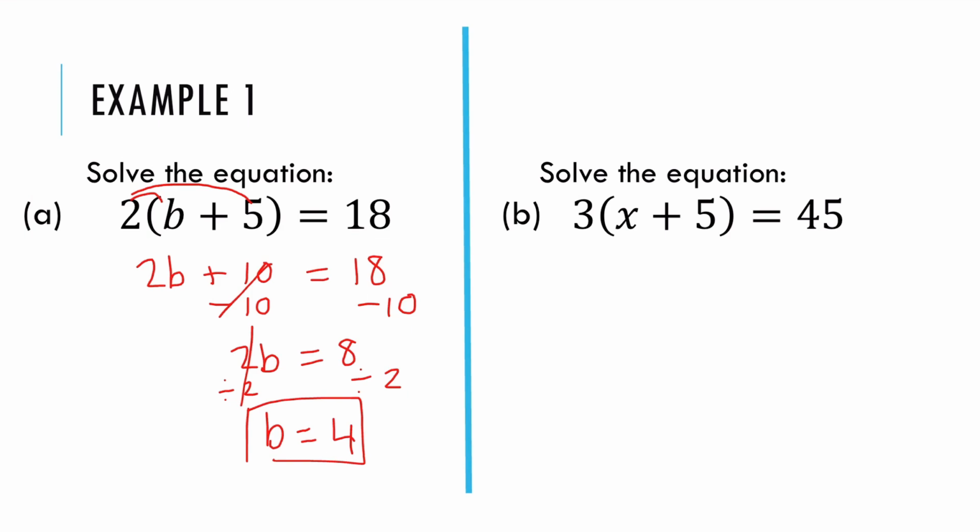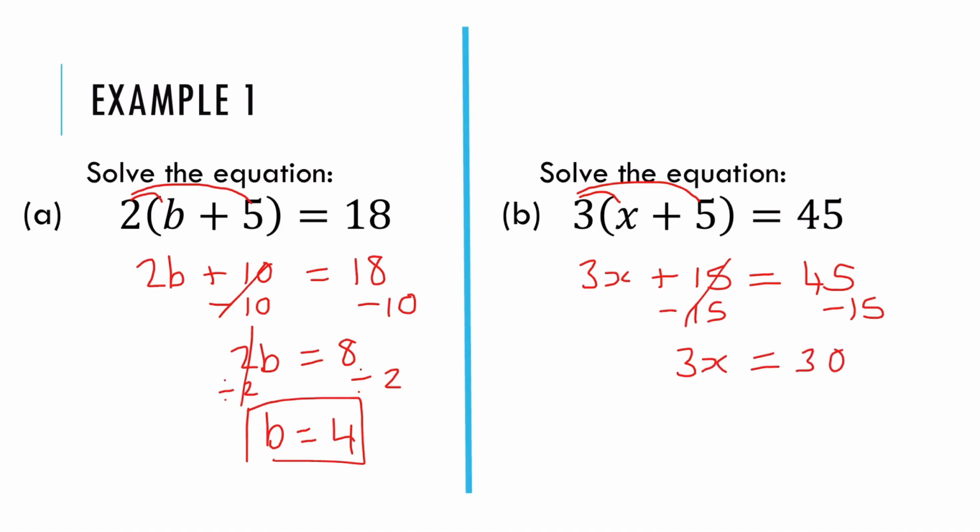For part B, we're doing the exact same thing. We're multiplying throughout by the 3 to expand the bracket. 3 times x is 3x. 3 times plus 5 is plus 15, equals 45. The opposite of adding 15 is taking away 15, so I'm going to subtract 15 from either side. That leaves me with 3x on the left-hand side, and 45 take away 15 is 30. The opposite of multiplying by 3 is dividing by 3, so I'm going to divide each side by 3. That leaves me with x equals 10.